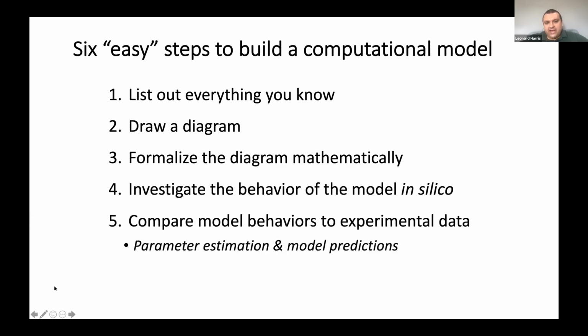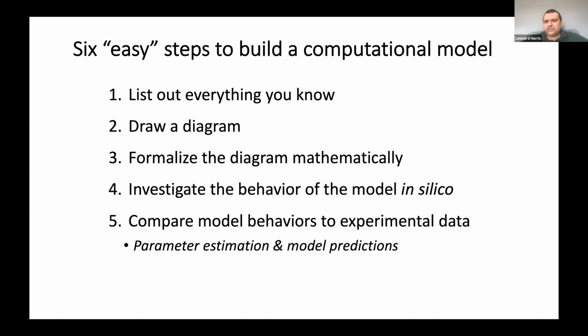So then the 5th step is to actually compare the model to experimental data. This is where we have to do things like estimate the parameters by comparing model outputs to experimental data, and then also use the models that have been fit to the experimental data to make model predictions that can then be tested by follow-up experiments. And this can be used to drive experiments.